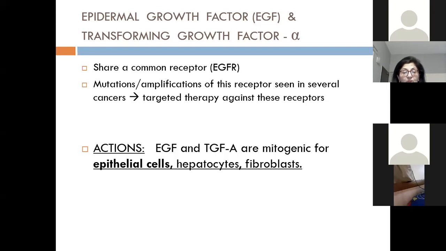So they will cause proliferation of epithelial cells. But in addition, they can also cause the proliferation of hepatocytes and fibroblasts. But the main action is on the epithelial cells, as the name indicates, epidermal growth factor. And remember that transforming growth factor alpha has a similar action to the epidermal growth factor.